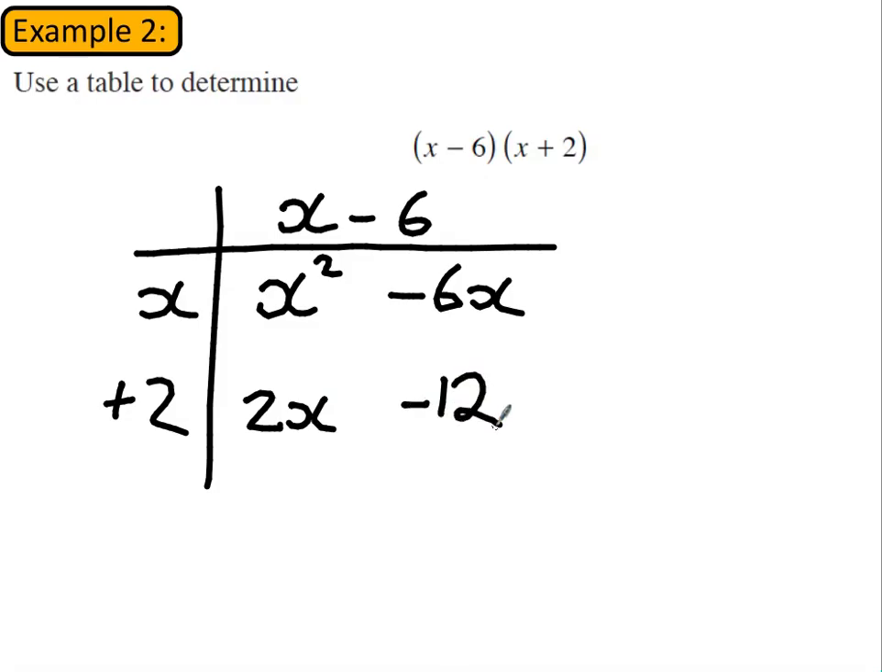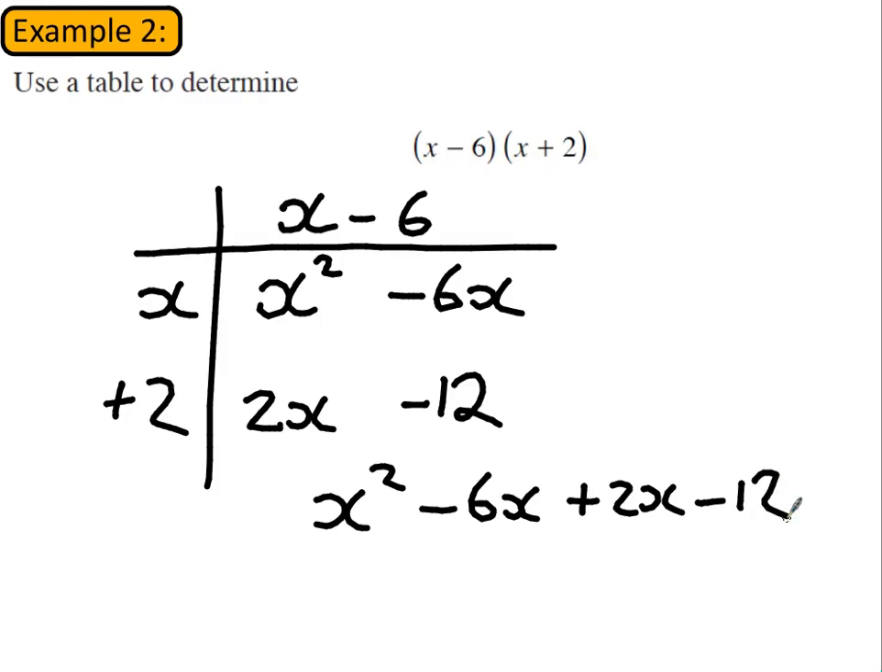Now that gives us an answer of x squared minus 6x plus 2x minus 12, and again we can simplify that line so that it becomes x squared minus 4x minus 12.